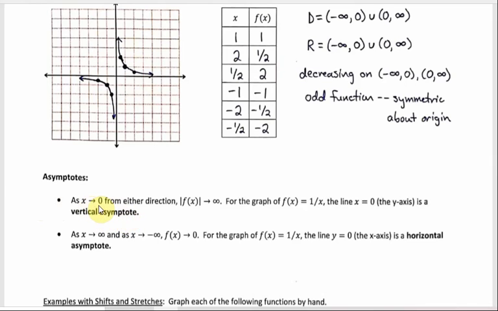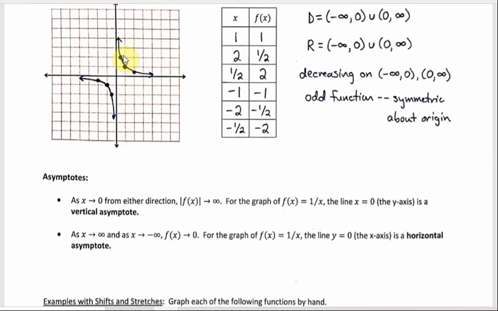So like it says here, as x is approaching 0 from either direction, so either that way or that way, then the absolute value of f of x approaches infinity. Right here it's approaching infinity. On the left side it's approaching negative infinity, which the absolute value, that's positive infinity. So the graph that's up there, the graph of f of x equals 1 over x, the line x equals 0, which we normally call the y-axis, is a vertical asymptote.